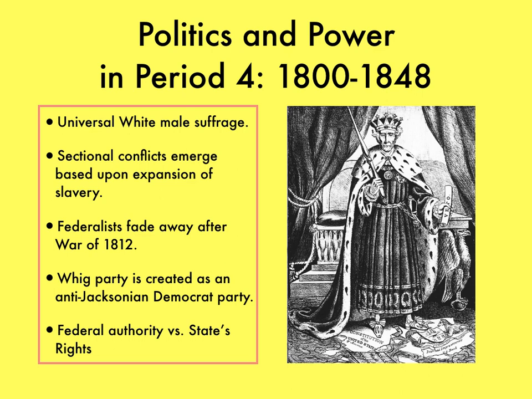In this era, we see universal white male suffrage enacted state by state. Just as the Democratic Republicans formed as a dissenting party to the Hamilton-Washington-Adams Federalists, the Whigs, led by the anti-Jackson Henry Clay, were formed in opposition to the Jacksonian Democrats.